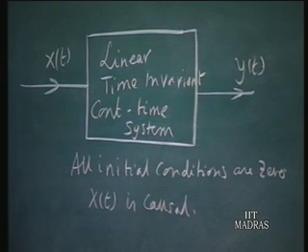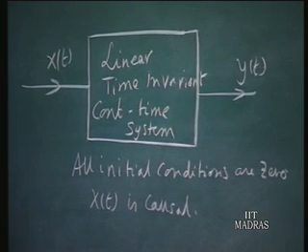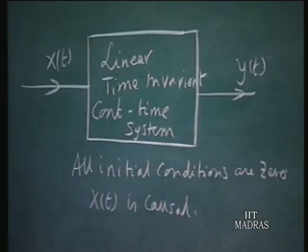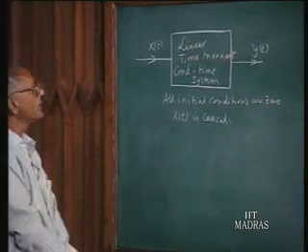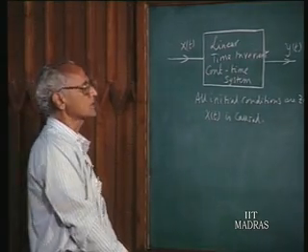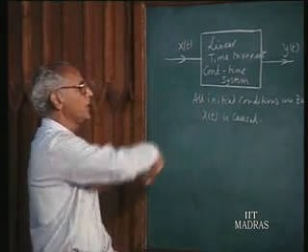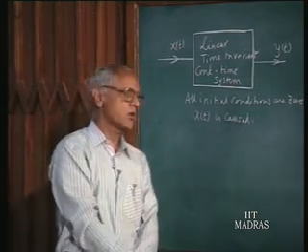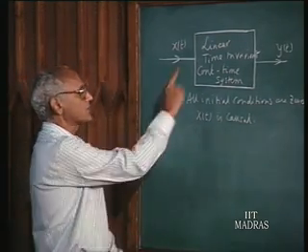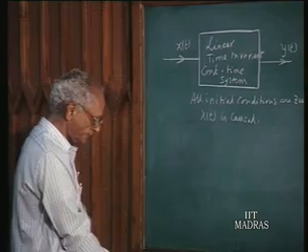That means x of t is identically 0 for t less than 0. Now, we have taken a single input, single output system, and if there are really a number of inputs, multiple outputs, we can find out the response to each of the individual inputs in turn and use the superposition principle. Therefore, there is no loss of generality involved in our taking a single input, single output system.